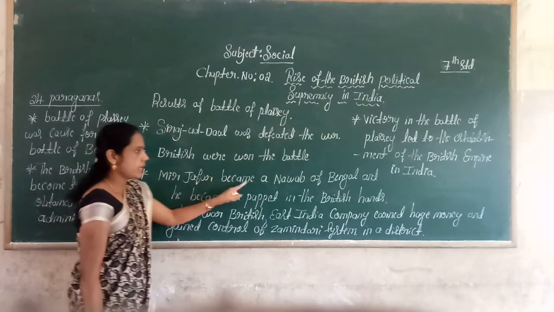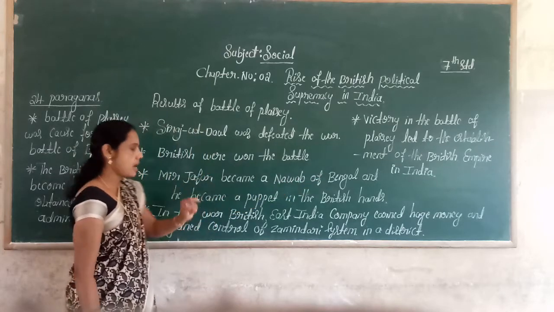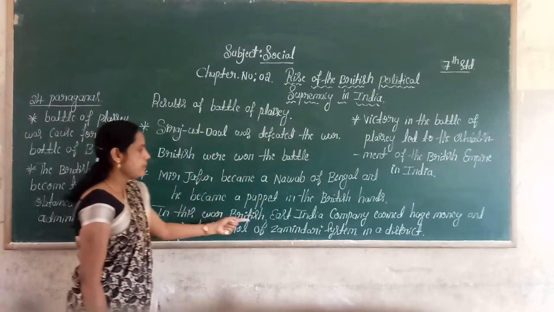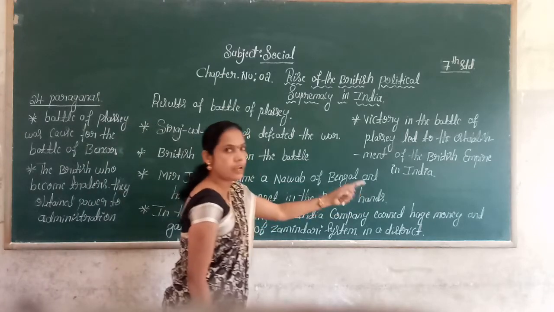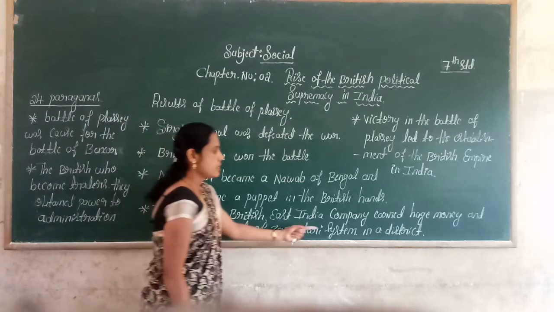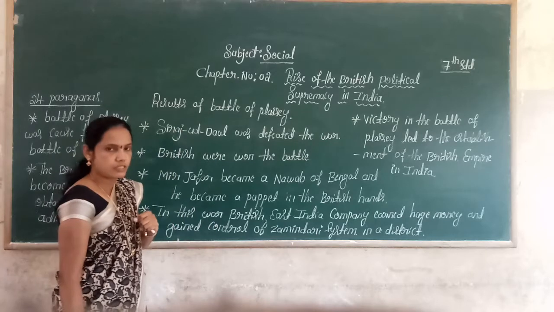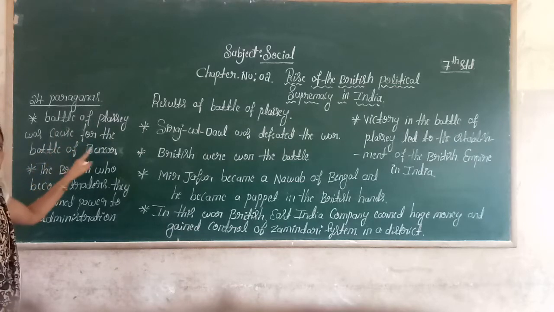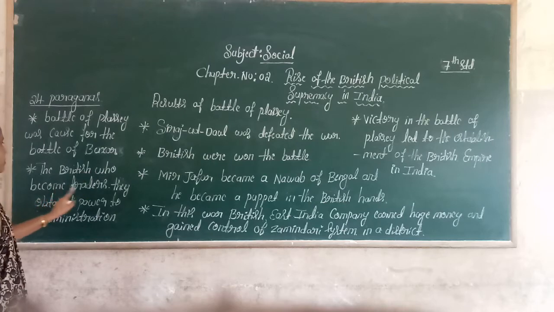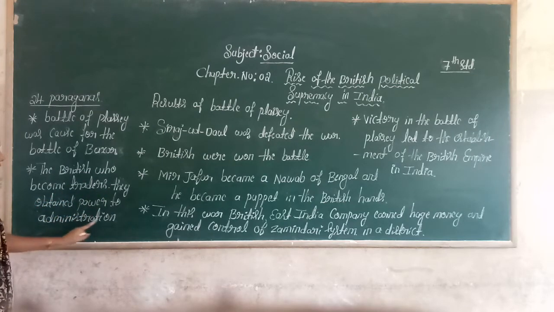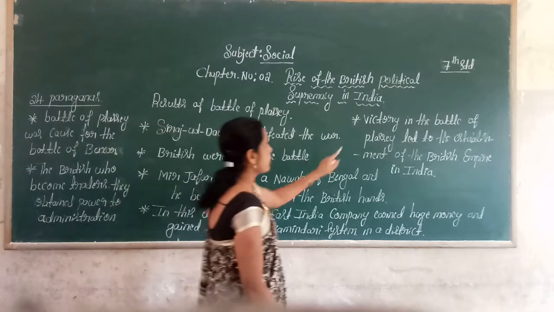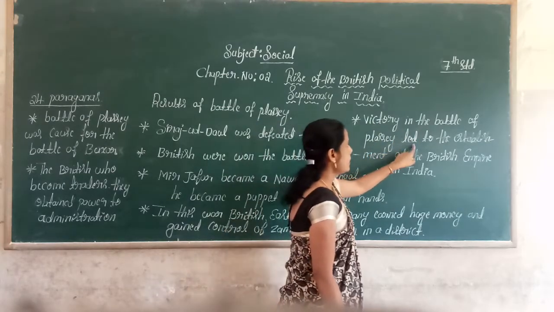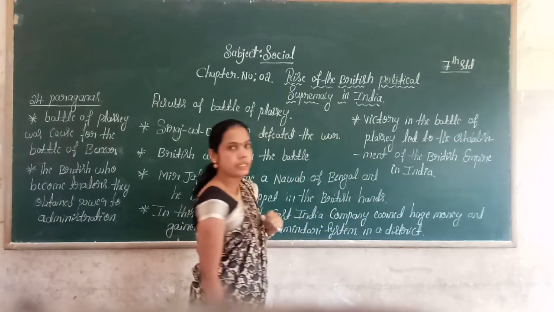Next, Mir Jafar became the Nawab of Bengal province and he became a puppet in the British hands. Understand? In this war, the British East India Company was given money and control of the Zamindari system in some districts. These districts are called 24 Parganas. And the Battle of Plassey caused the Battle of Buxar. And the British who came as traders obtained power of administration in India. And the last effect: victory in the Battle of Plassey led to the establishment of the British Empire in India.